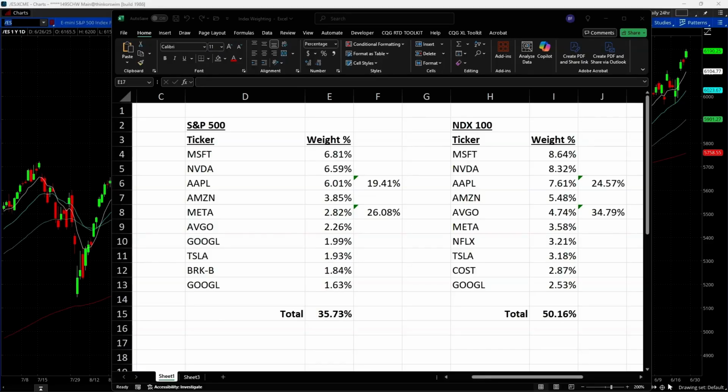Before you see a chart. This chart is a representation of the top 10 names in both the S&P 500 and the NDX by weight. You will notice each one has a number, weight percent next to it, as well as a total. What does this represent? Let's start with the S&P 500.